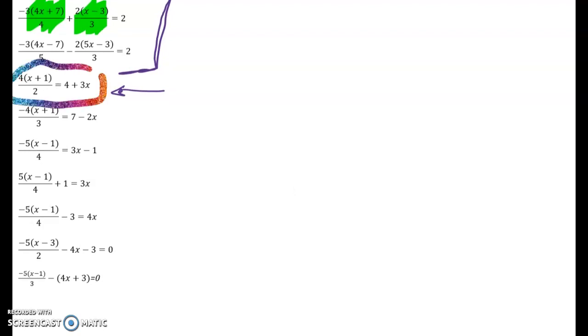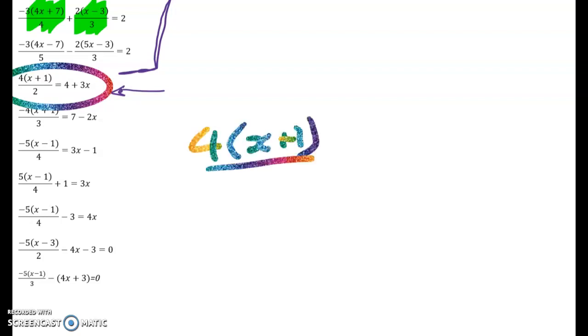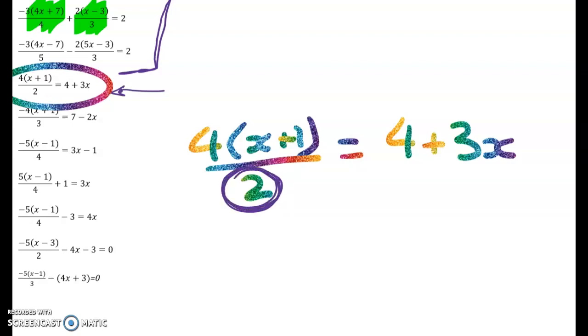Right, let's start with this one here. So we've got 4 times x plus 1 over 2 is equal to 4 plus 3x. With these ones, we don't really have to think about getting a common denominator. What we can think of instead is that as long as I do the same thing to both sides of the equation, everything works out fine. If I just multiply both sides through by 2, then I can go from there. However, in this particular example, there's an even easier first step than that.